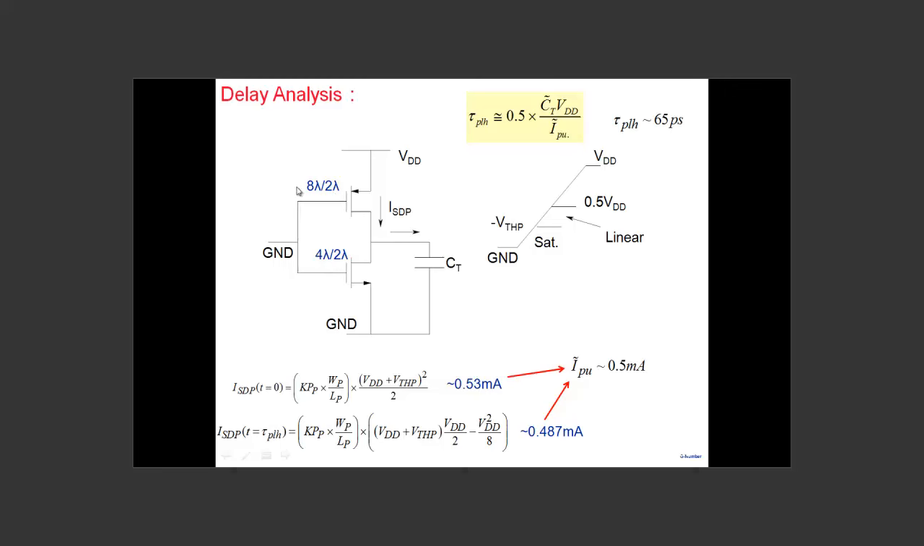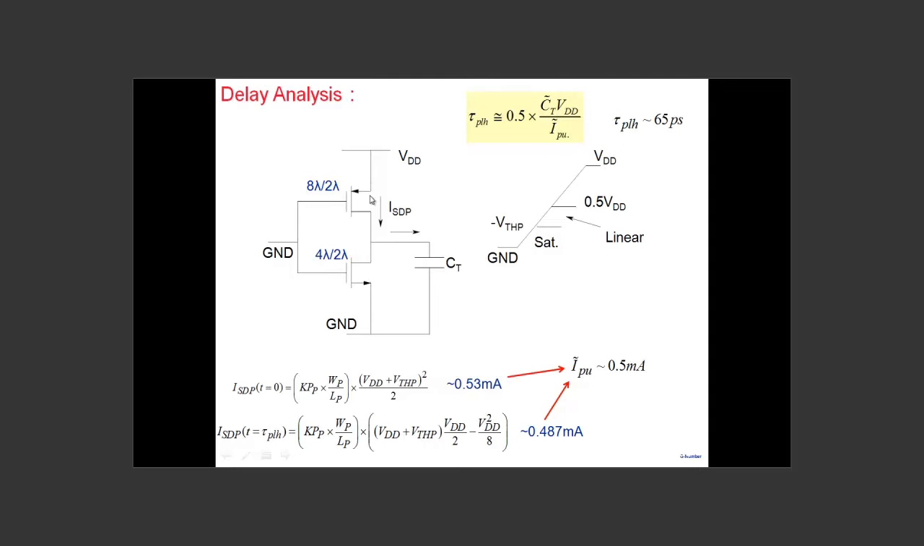Note that if we had not kept it at 8 lambda by 2 lambda, if we had not doubled the size of this one, if we had kept it 4 lambda by 2 lambda, the current would have been half of what you get here, about 0.25 milliamperes. Now, 0.25 milliamperes doesn't mean that the delay would have doubled, because as you halve the size, the capacitors and all that would also reduce somewhat. But you would get a discrepancy between the tau PLH and tau PHL. You won't have the same delays. In fact, if I made the size of PMOS the same as the size here, the pull-down delay would be smaller compared to the pull-up delay.